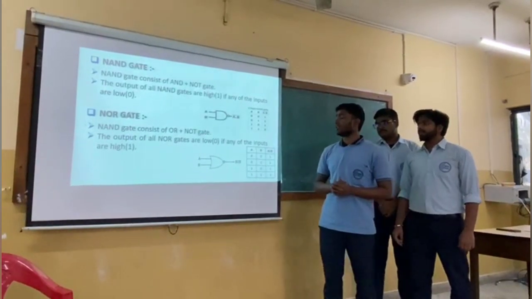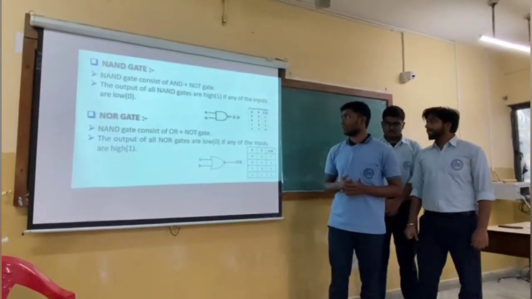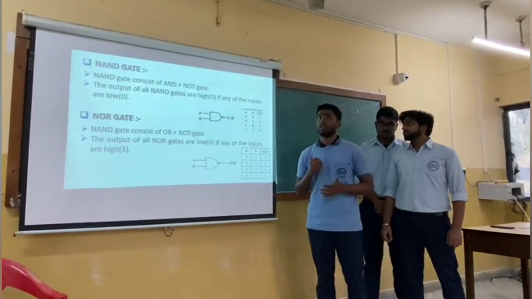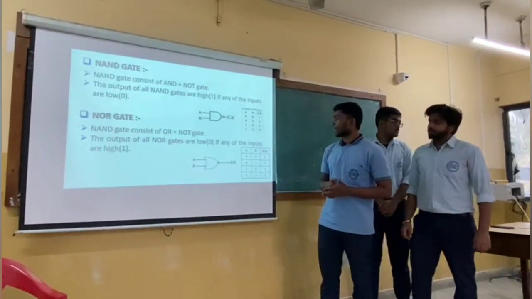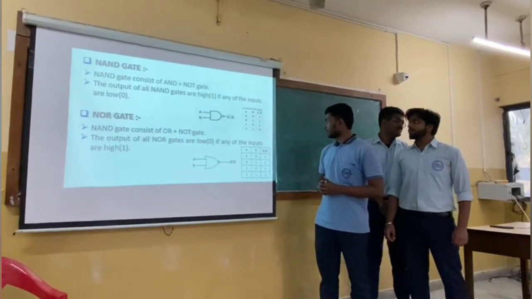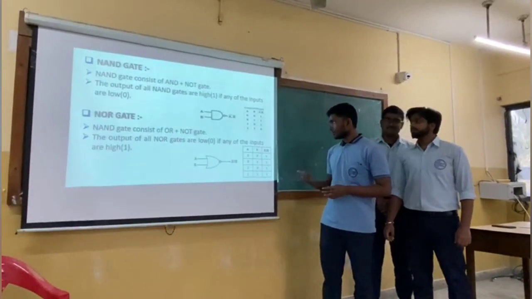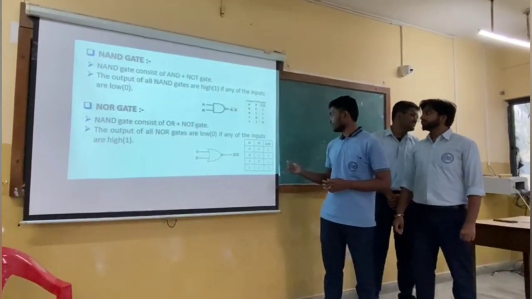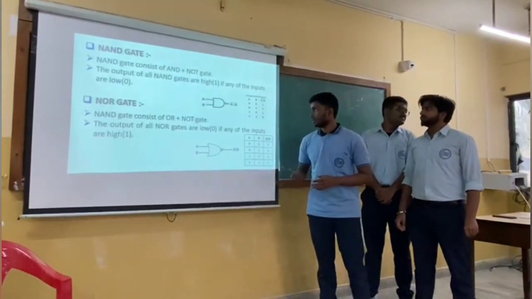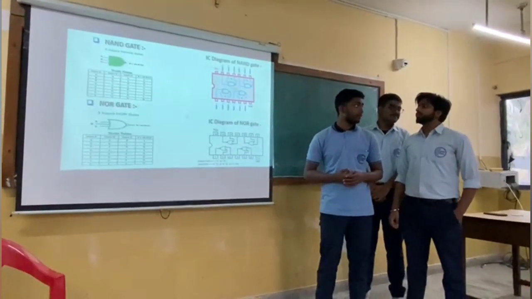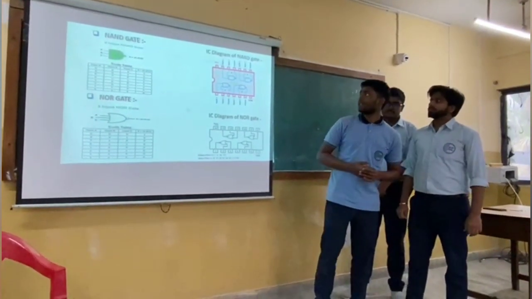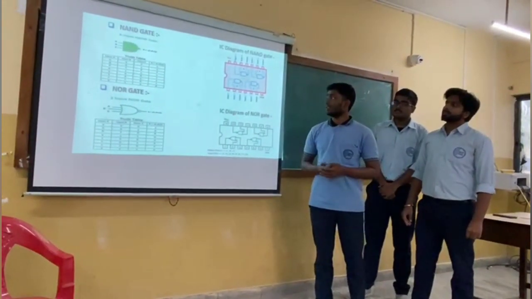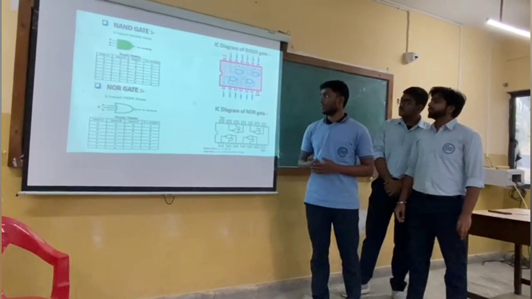The NOR gate consists of OR plus NOT gate. The output of the NOR gate is low if any of the inputs is 1. Here is the truth table of the NOR gate: 0 0 gives 1, 0 1 gives 0, 1 0 gives 0, 1 1 gives 0. Then the 3 input NAND gate IC diagram and the NOR gate 3 input.